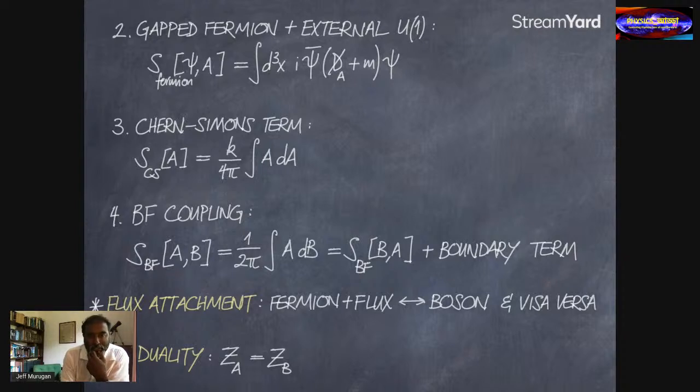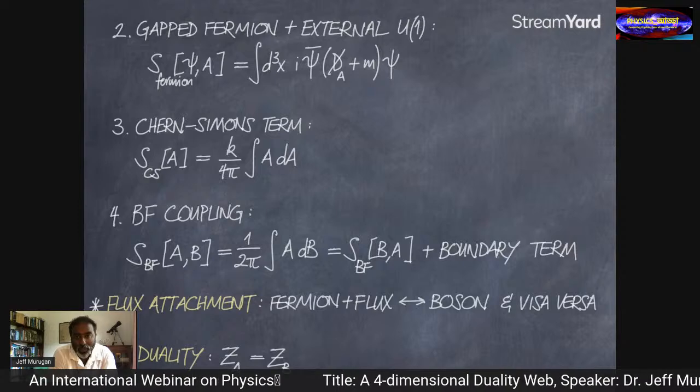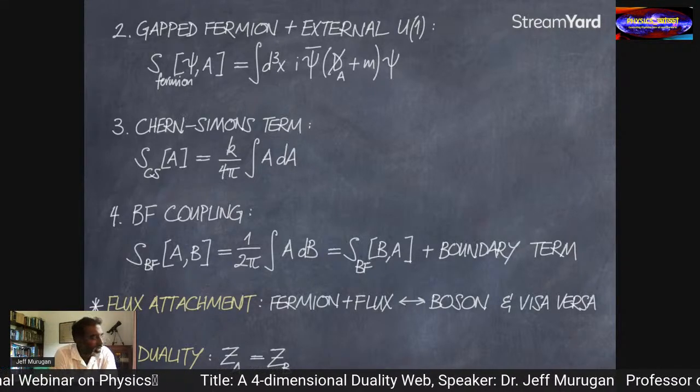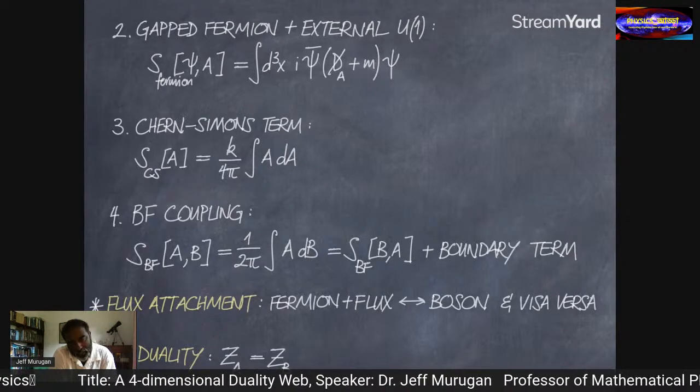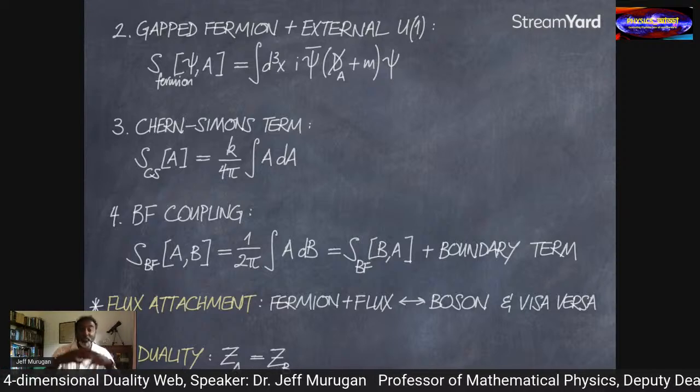The coefficient sitting outside, k over 4 pi, the k here is what's called the Chern-Simons level number. And this actually plays an important role in this story. The fact that it's a k over 4 pi and not a k over 2 pi is one of the hints that at least Seiberg and his collaborators were pursuing in arriving at the story.